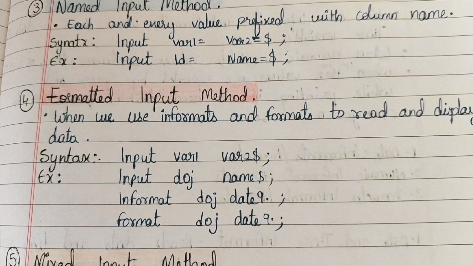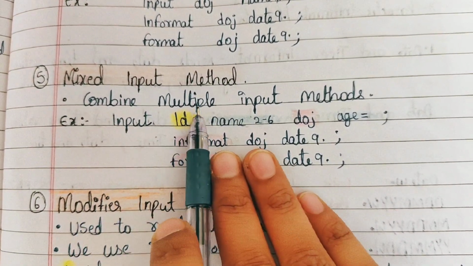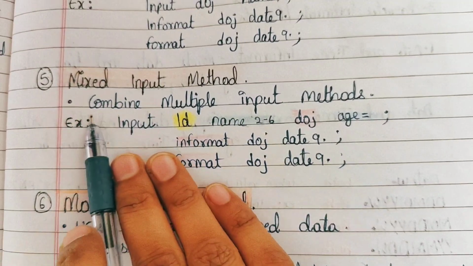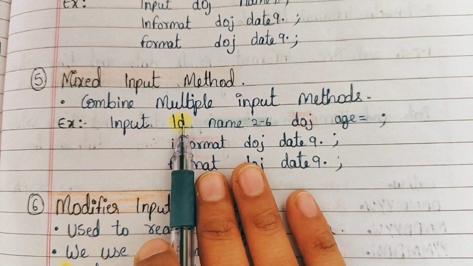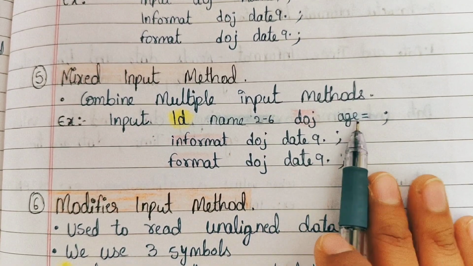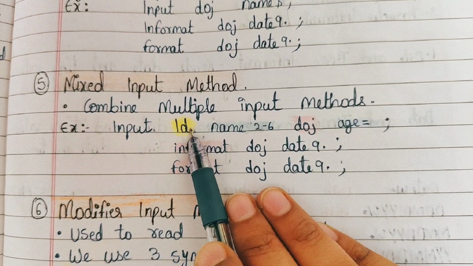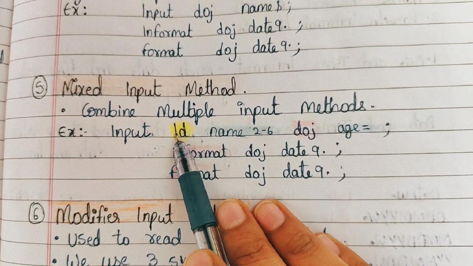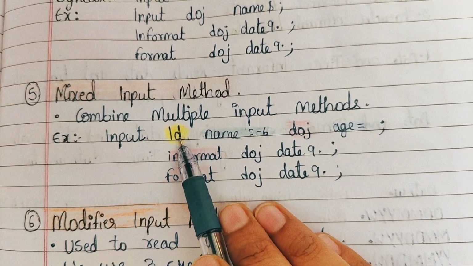Next is the mixed input method. It is a combination of multiple input methods. It combines multiple input methods. Here you can see in the example: input ID name 2-6 DOJ age=. Which input method is this for ID? Simple. We are not using anything in this variable. By default it is the first input method I explained to you.